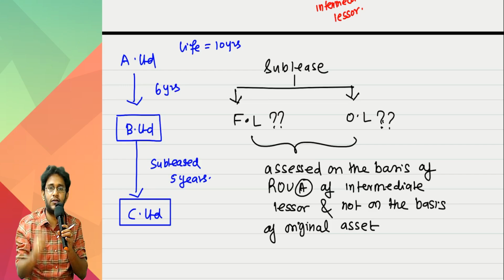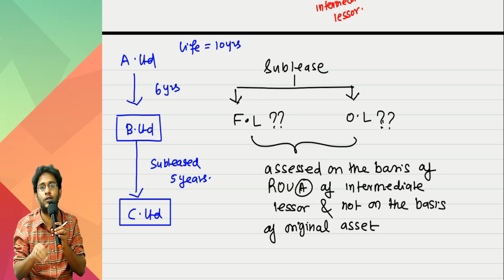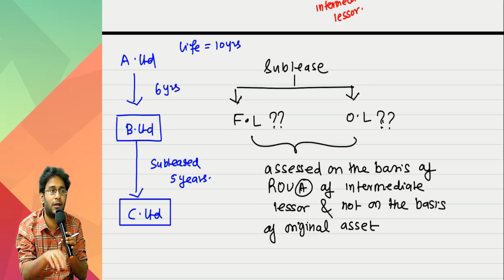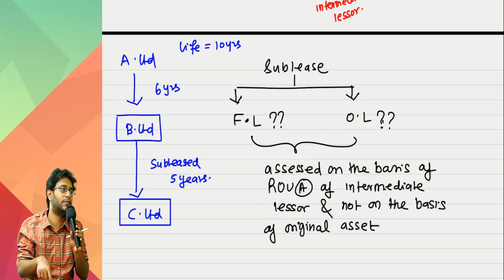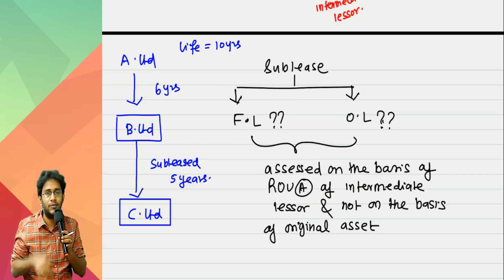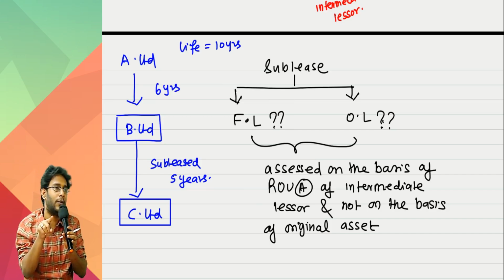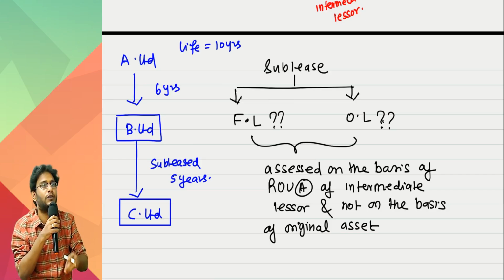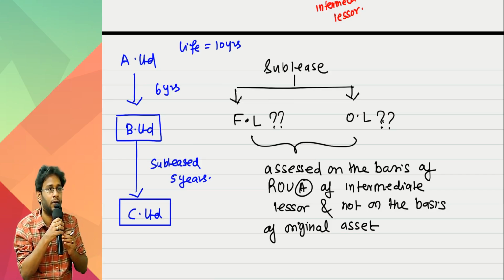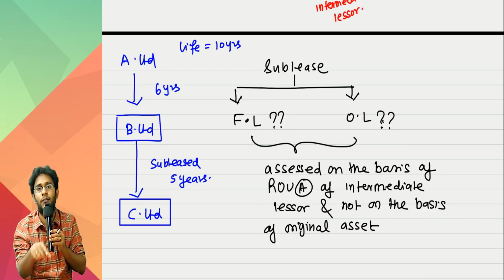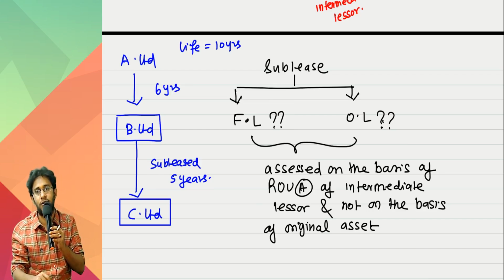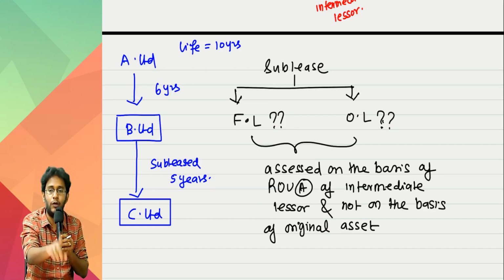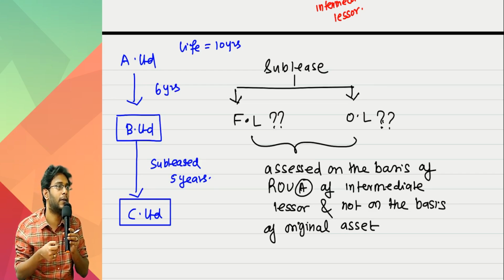Suppose you compare with the original asset: 10 years life, and C Limited is using only for a period of 5 years. It sounds like an operating lease. You cannot compare that, because the 10 years, first of all, B Limited himself does not have. When B Limited himself has a right to use the asset only for 6 years, whether it is operating lease or finance lease depends on how much of the 6 years it is leased again to C Limited. If you say that it is a finance lease, I will make him de-recognize the ROU asset from his balance sheet. If you say no sir, operating lease, then the ROU asset will continue with B Limited, and lease rent will be recognized as income in his P&L account.